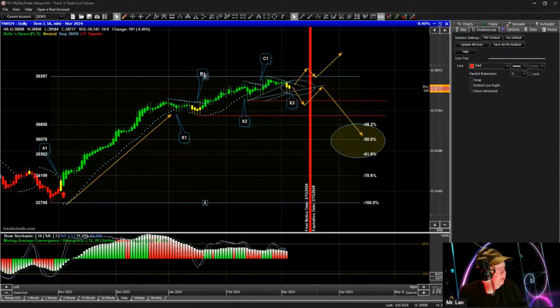The software I'm using, for those of you who don't know, I think I have it here. Maybe I don't. Oh, I do. It's right here.